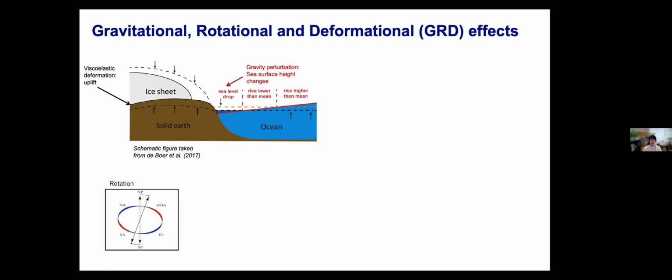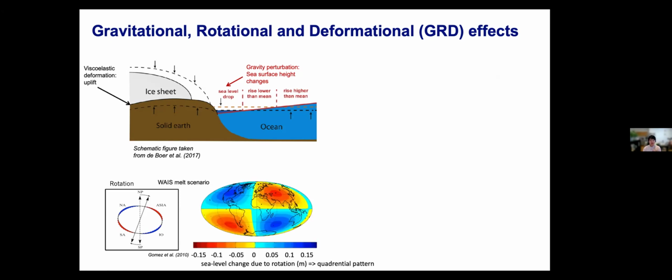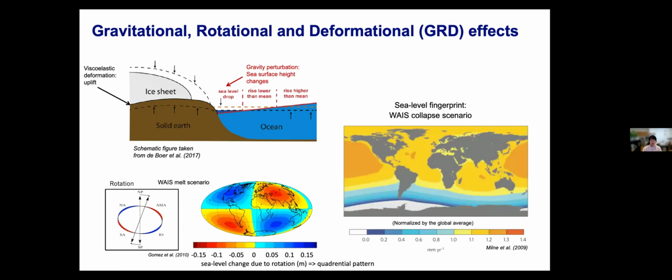And at the same time, there's this rotational effect. So when you melt, for example, ice from West Antarctica, then the rotational vector is going to shift towards the missing mass, causing this quadrantal pattern. So you can see that this red region is where sea level is going to fall, and the blue region is where sea level is going to rise. And when you impose these GRD effects, or spatial fingerprints associated with GRD effects, together, that's why you get this fingerprint. This plot is from the previous slide.